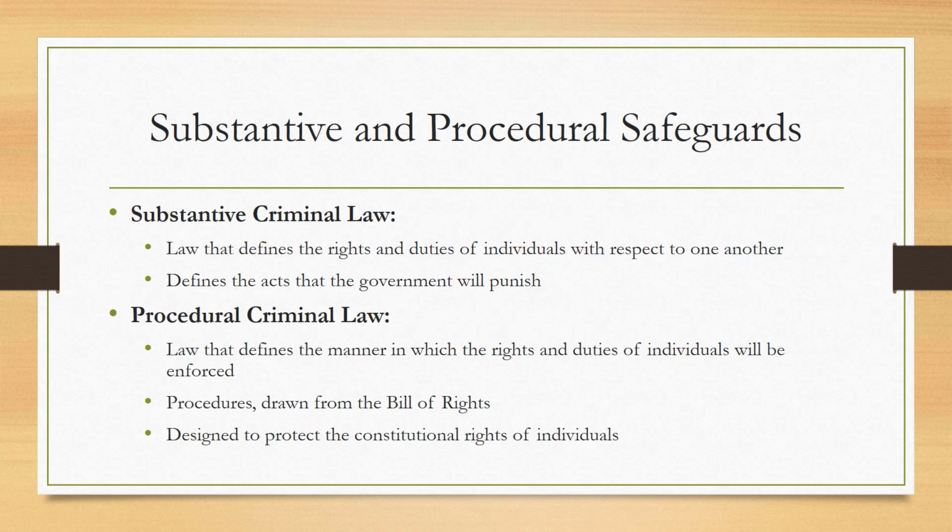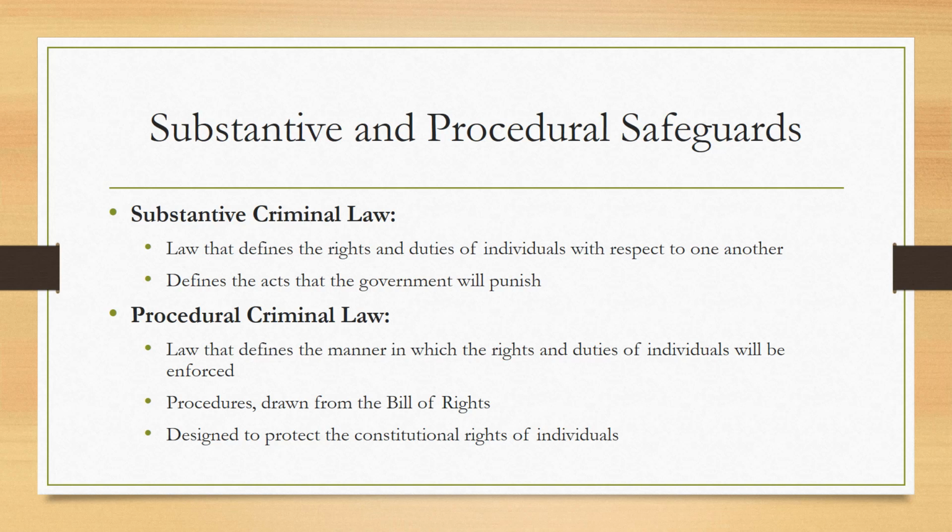All right. Substantive and procedural safeguards. So now we're going to look at some of the application of the criminal law. We're getting close here to the end, folks. Substantive law defines what's right and wrong. So substantive law defines what is murder, what is rape, what is arson, what is kidnapping.